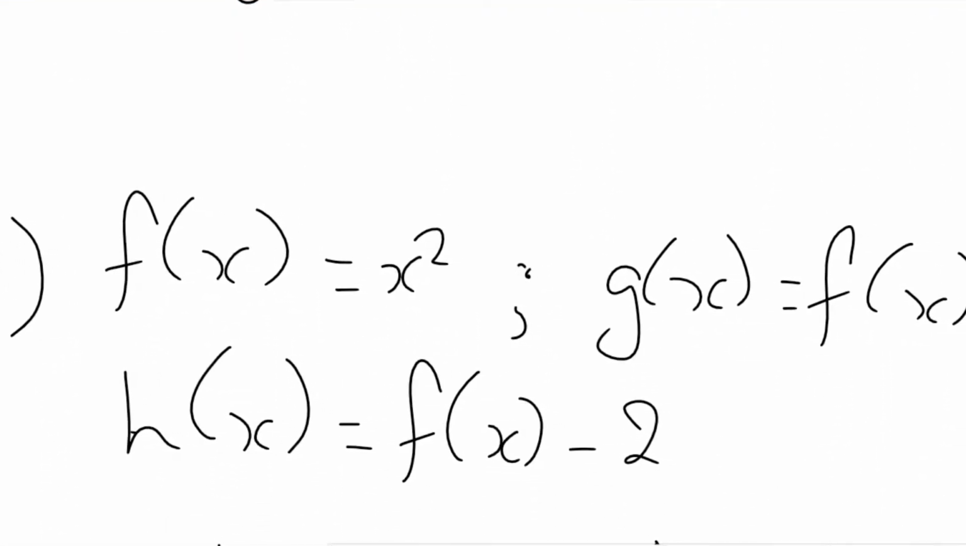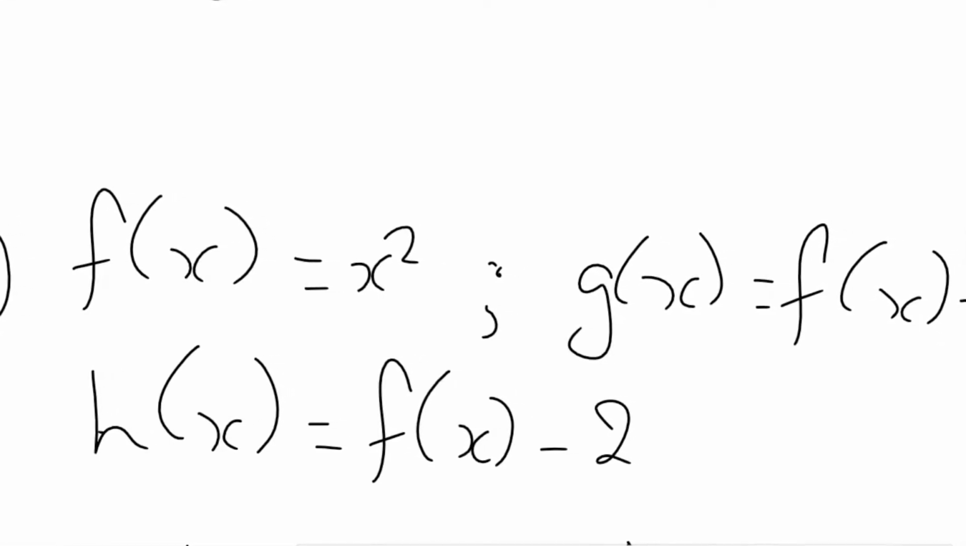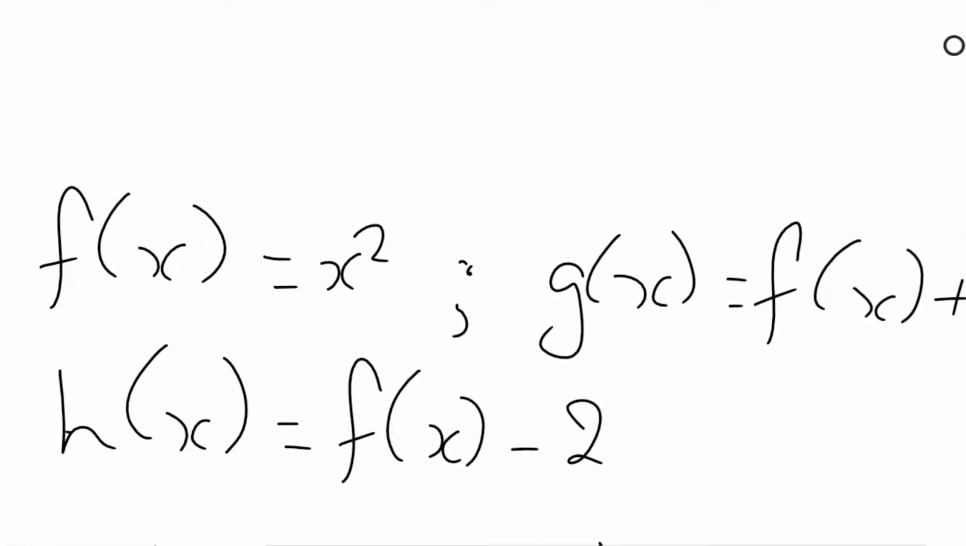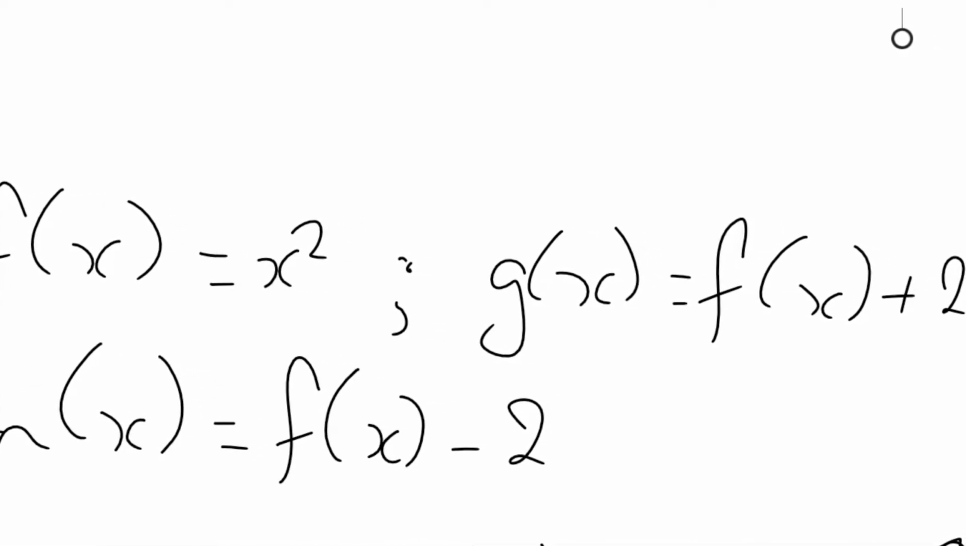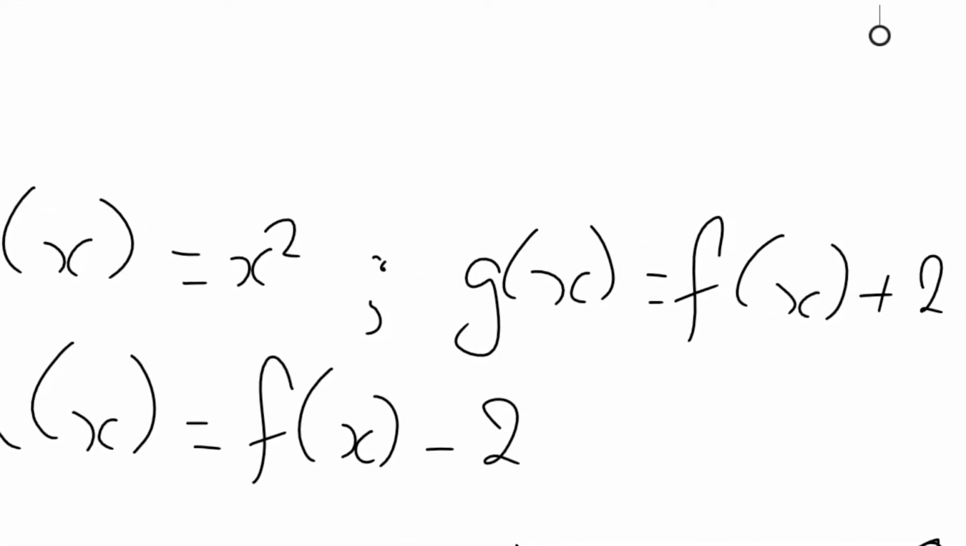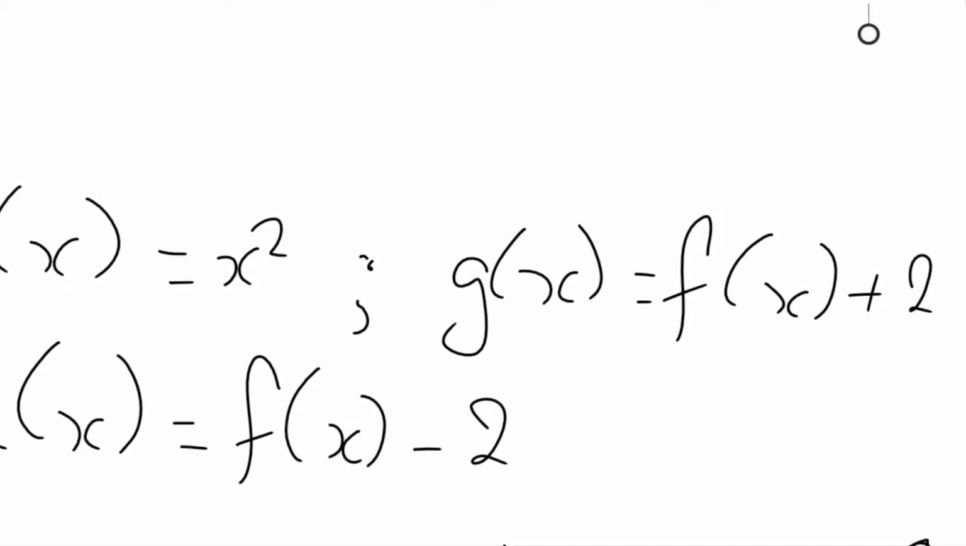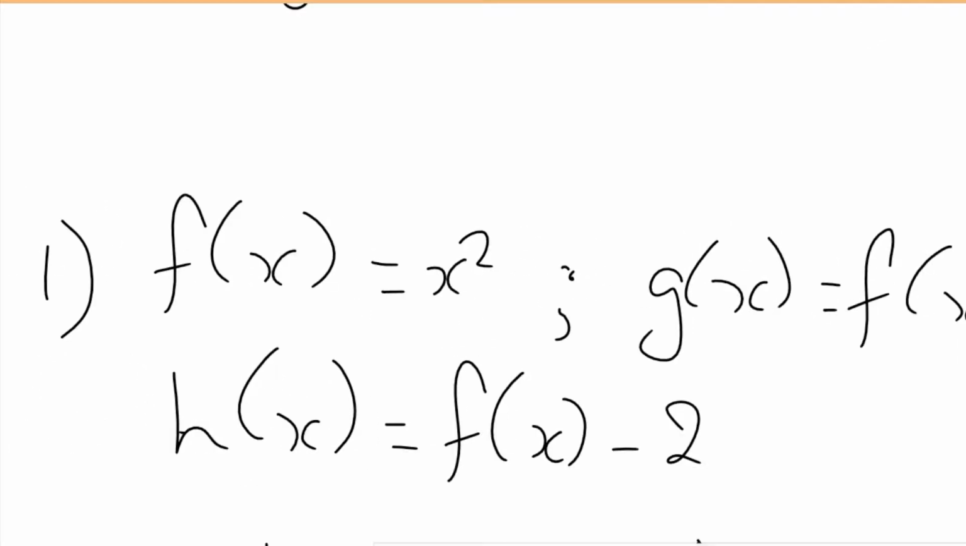g of x is equal to f of x plus 2. This means that the graph will move 2 units up, and h of x is equal to f of x minus 2. This means the graph will move 2 units down. So I've just drawn it over here.